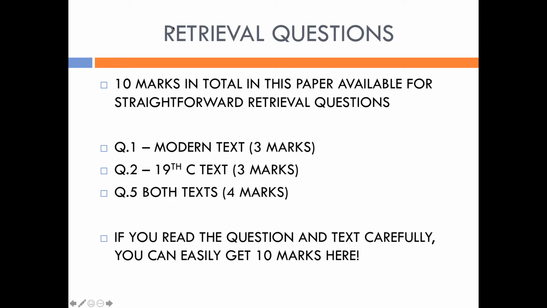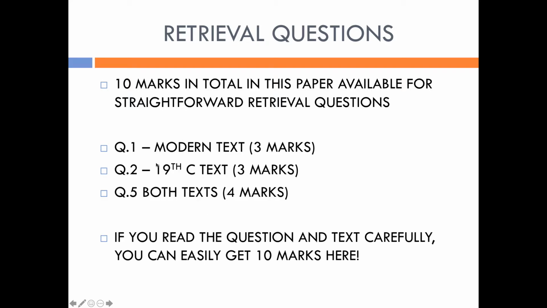Okay, so what we're going to look at first of all is the retrieval question. There are 10 marks in total in this paper available for the straightforward retrieval questions. 3 marks each for modern and 19th century, 4 marks for both texts. So if you read the question, understand it, read the text carefully to find the answers, you can easily get 10 marks here.